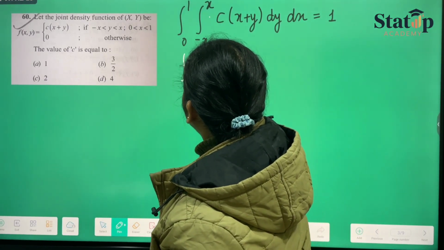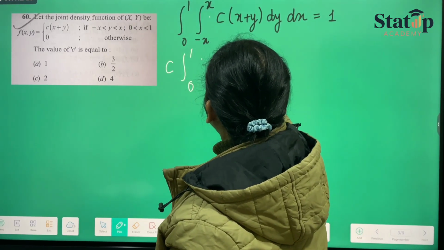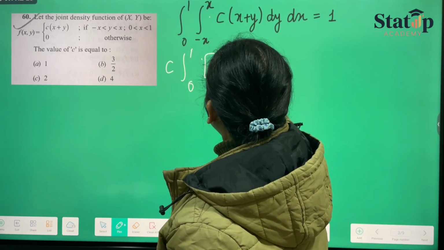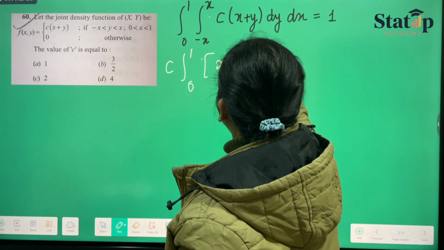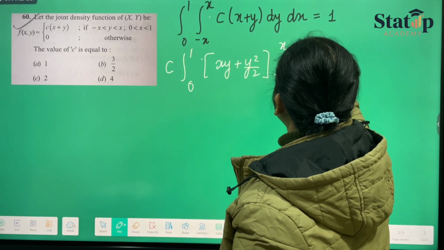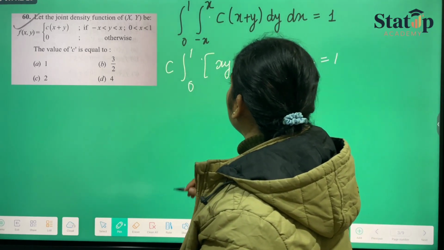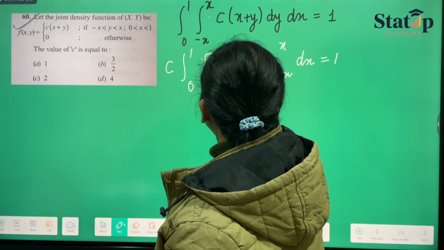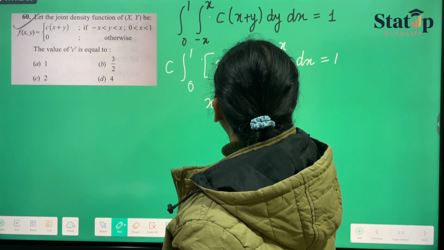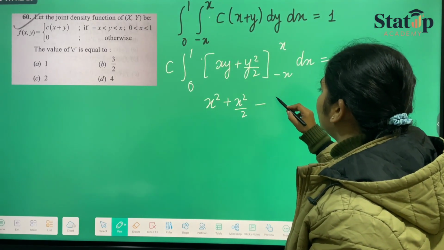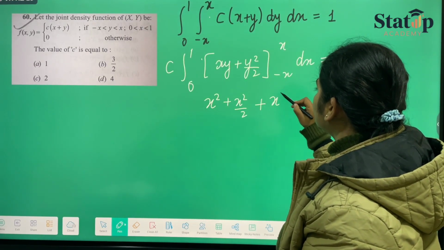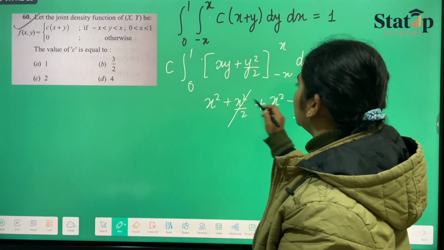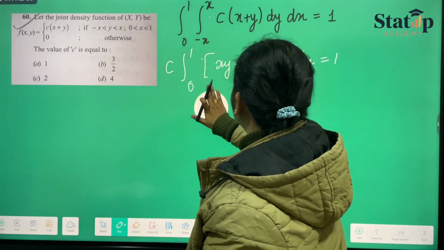So integration of 0 to 1, c comes outside, and if we integrate x plus y with respect to y, it will be xy plus y square by 2, from minus x to x, dx, should be equal to 1. And if we integrate it, it will be x square plus x square by 2, plus x square minus x square by 2. These can cancel, and we are left with 2x square.